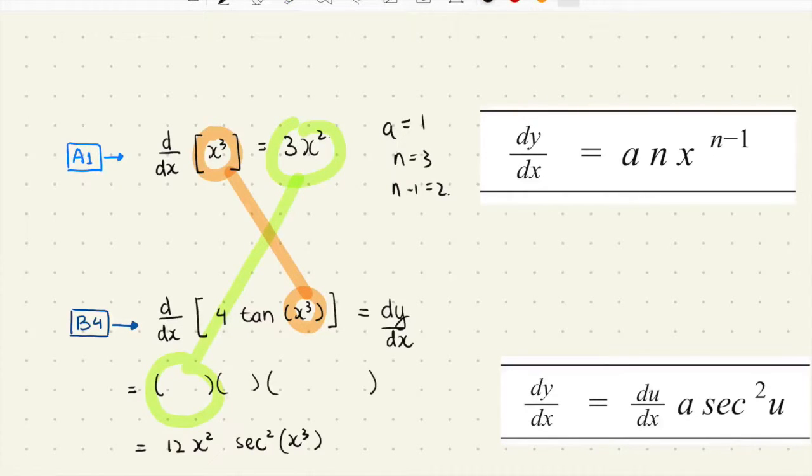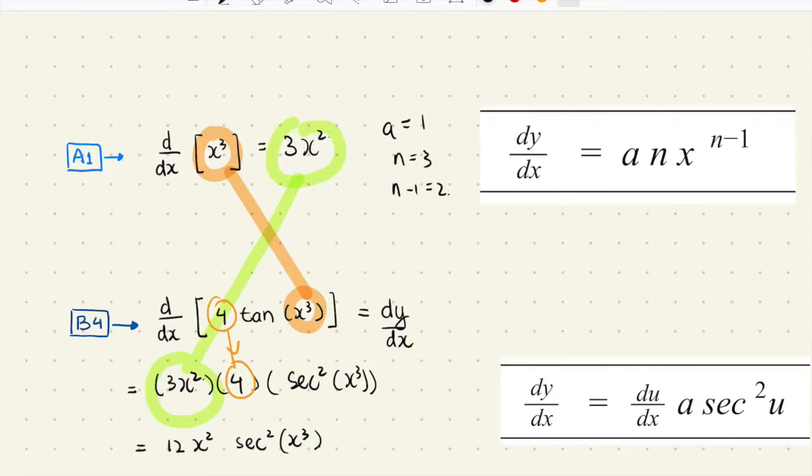Then we put 3x squared there times a. What is a? A is 4, like this. We don't use tangent, we use secant square u. In this case, u is x cubed.